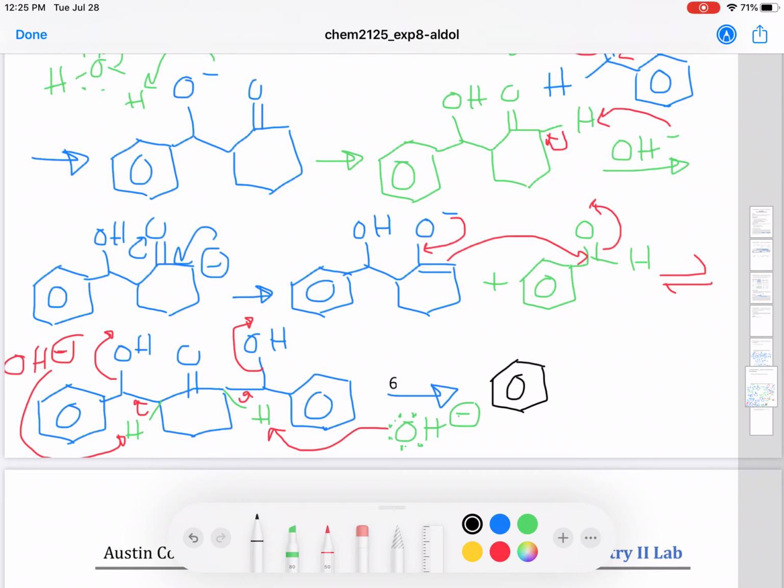Alpha beta unsaturated carbonyl compound, which is your Claisen-Schmidt product. Like I said, draw these molecules more nicely, with more straight bonds, when you are drawing it on the paper. Okay, this is the best I can do with my iPad writing. Okay, great. So that is the mechanism. All right.